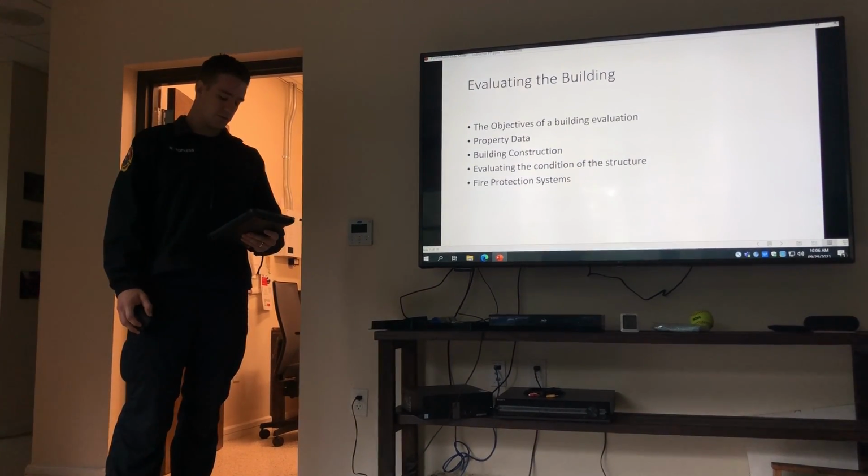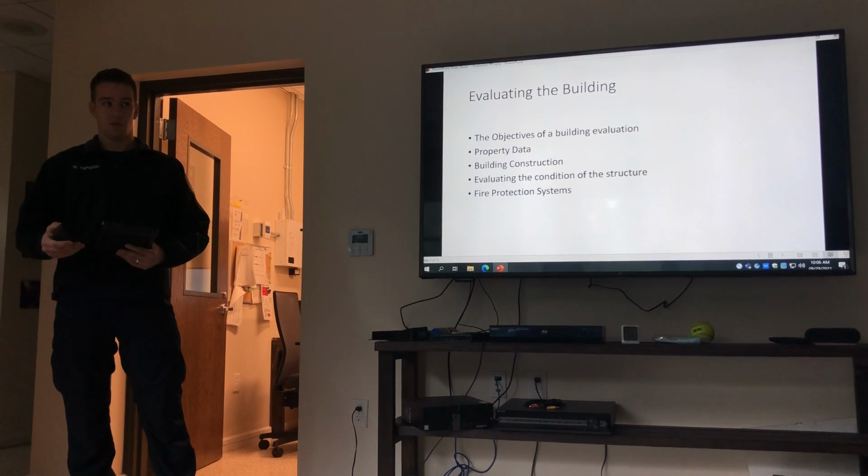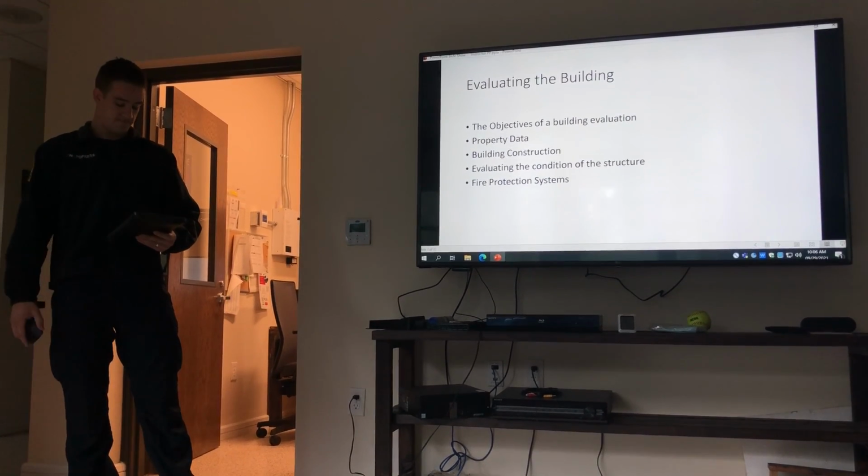What's the overall condition of the structure? Are there any indicators of early collapse? Anything that might indicate that this building is going to fall down just due to gravity and based on degradation?